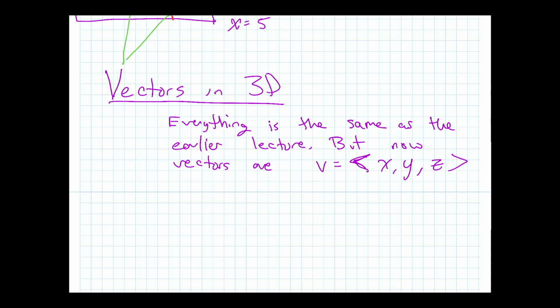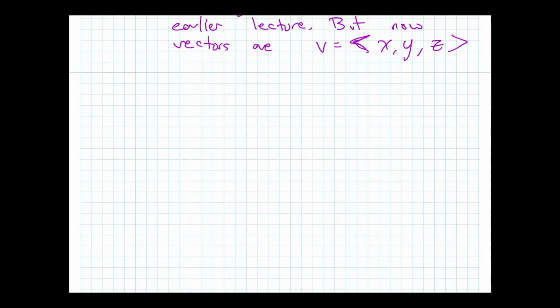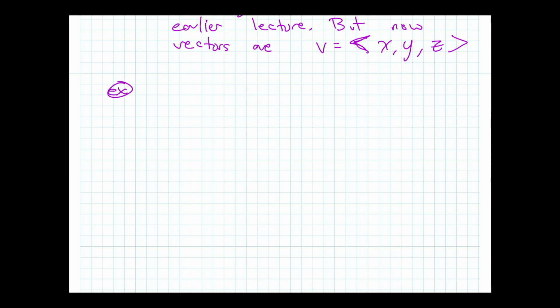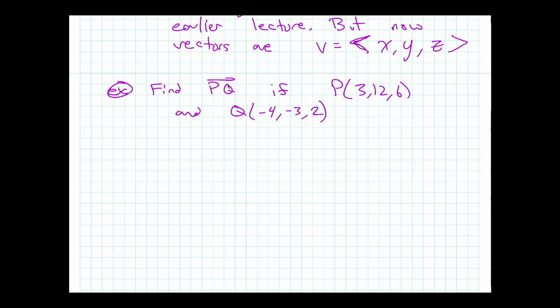So we just kind of want to summarize some of what we know here. So you can do all the same stuff. So, example: find PQ if P is a point in 3D space, (3, 12, 6), and Q is also a point in 3D space, (-4, -3, 2). Well, how would you do that?